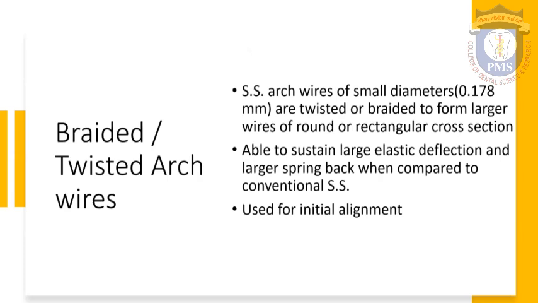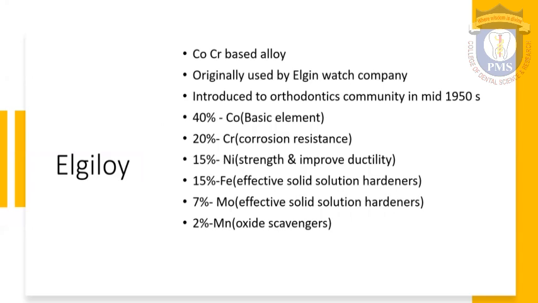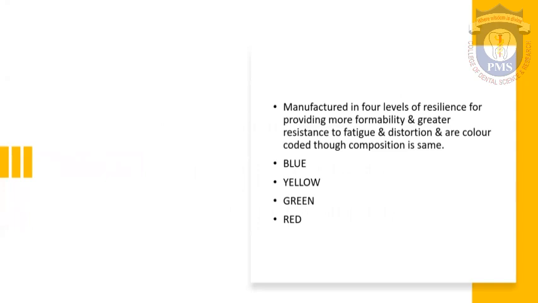Braided or twisted arch wires. Here, the stainless steel arch wires of small diameters are twisted or braided to form larger wires of round or rectangular cross section. They are used for initial alignment. Elgiloy, that was originally used by Elgin Watch Company, is a cobalt chromium based alloy. This was introduced to orthodontics in the mid 1950s, where 40% of cobalt and 20% of chromium was present.